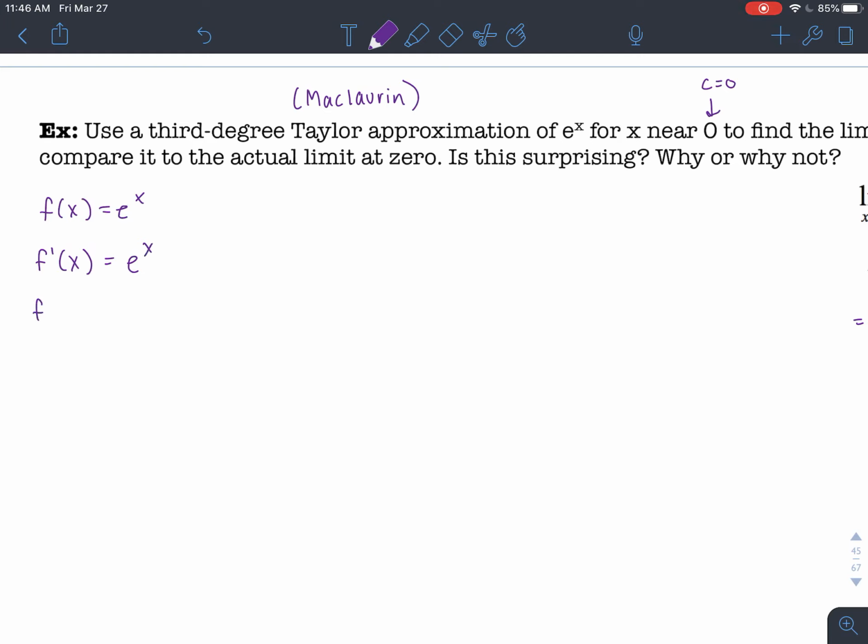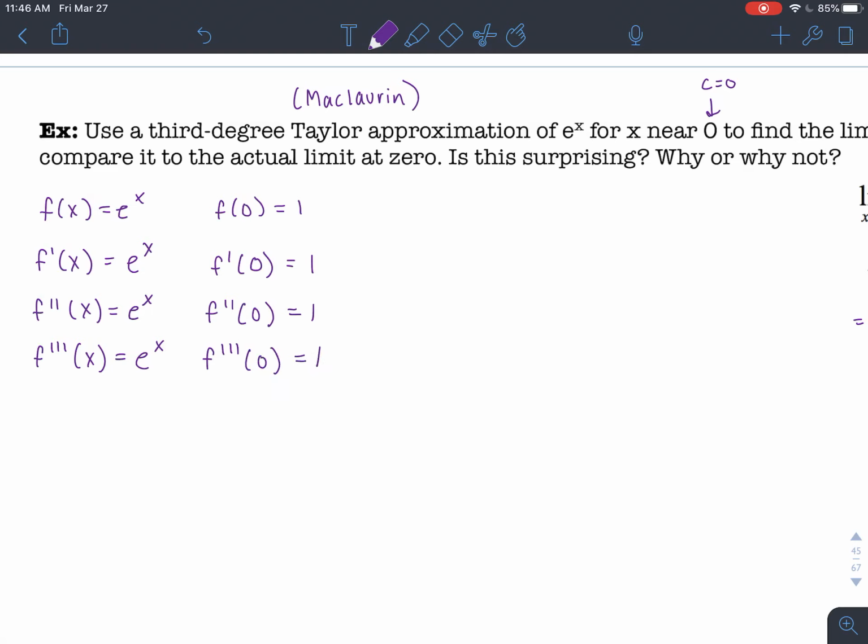That's totally fine. So again, I'm going to go through and find my function value and all of those derivatives that I need. So third degree means I need 3 derivatives. The beautiful thing about e to the x here is that they're all the same, so it's just writing it out. Right, and then if I'm evaluating them at 0, they're all going to equal 1. So this is really nice.